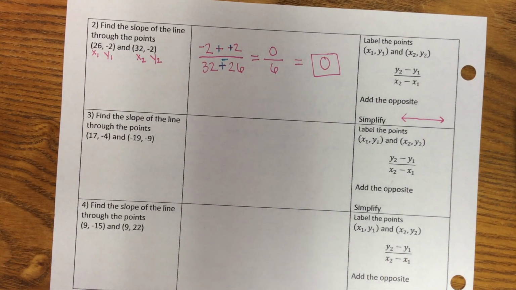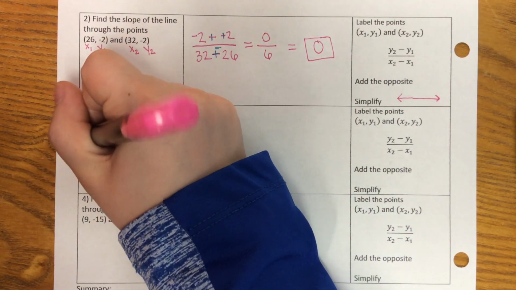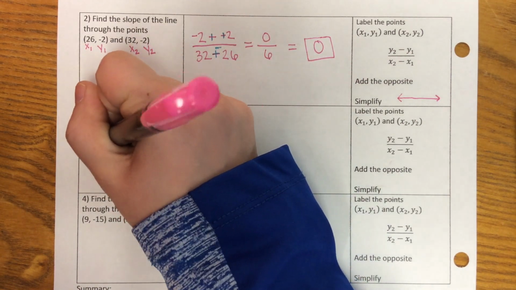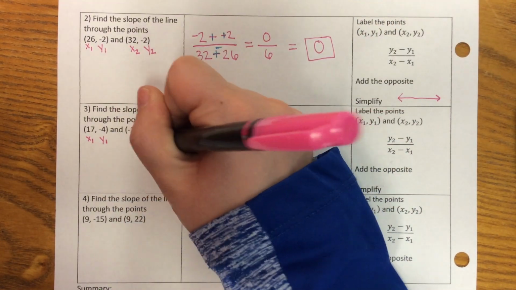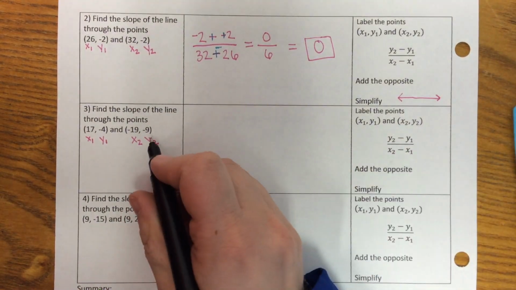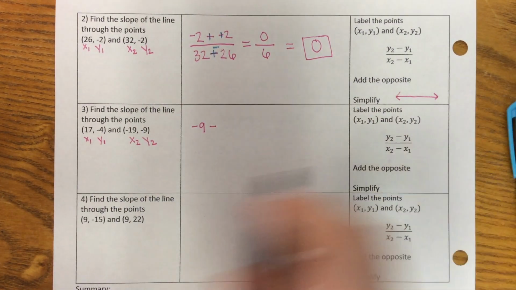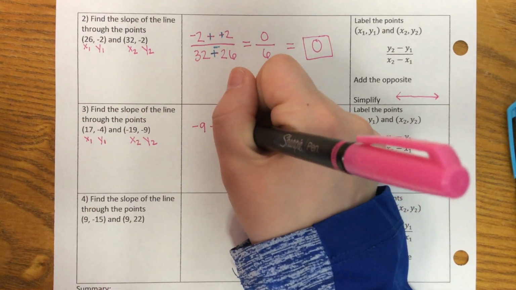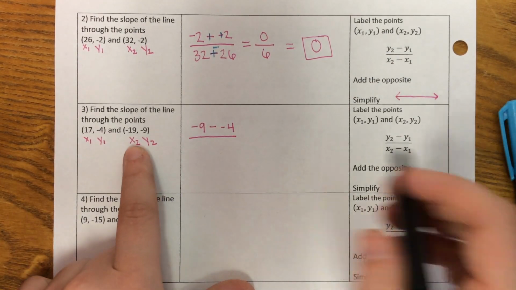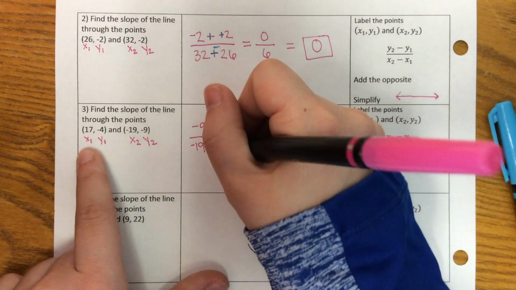Okay, number 3 says find the slope of the line through these points. The first thing we do is label our points. So I have x, y, x, y. 1's go together, then 2's go together. Sometimes students like to do it that way. Okay, so my y2 is -9. That's the y from the second point, minus my y from the first point, which is -4. x2 means the x from the second point, -19, minus the x from the first point, 17.